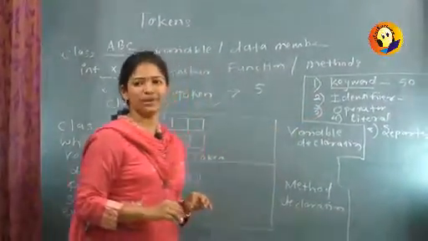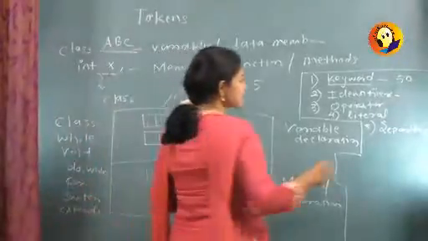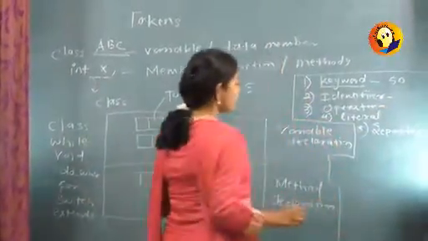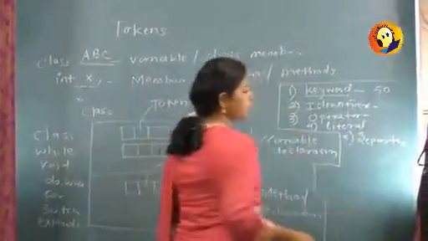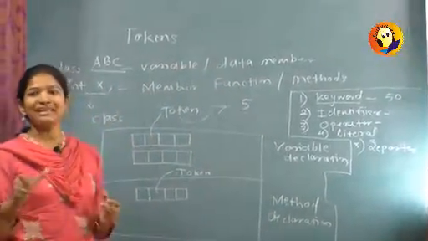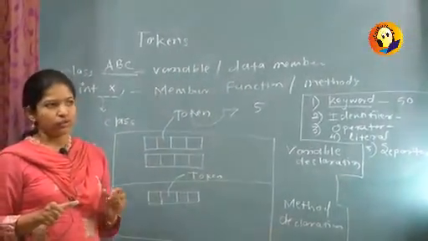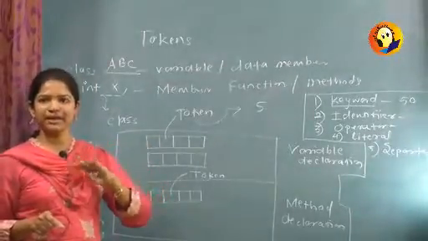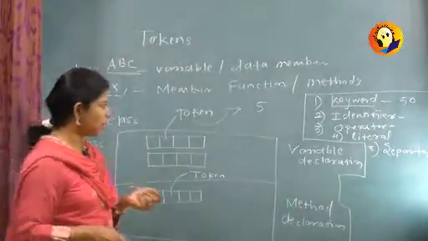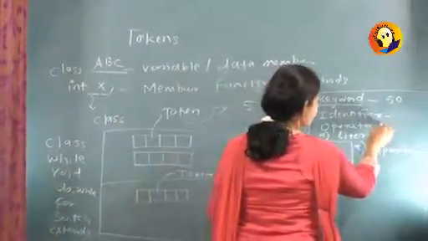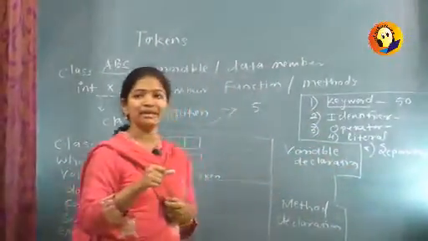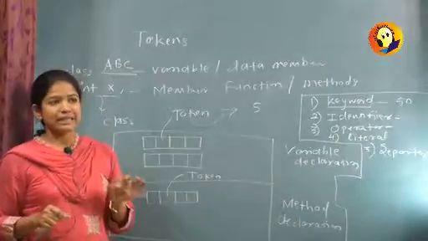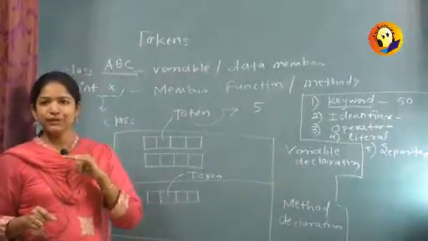The third token is operator. An operator is nothing but a symbol which is used to perform a specific operation. Operators can be of three types: unary operator, binary operator and ternary operator. Let's first start with the unary operator.